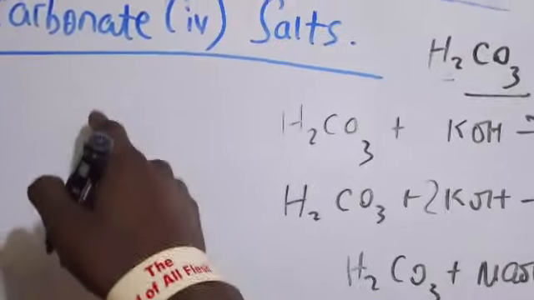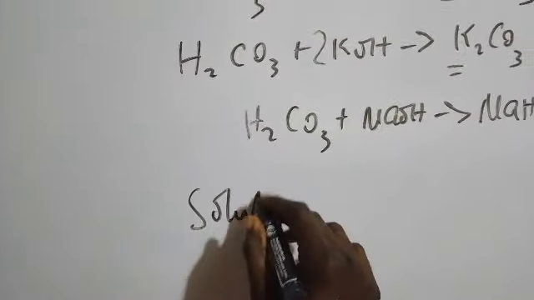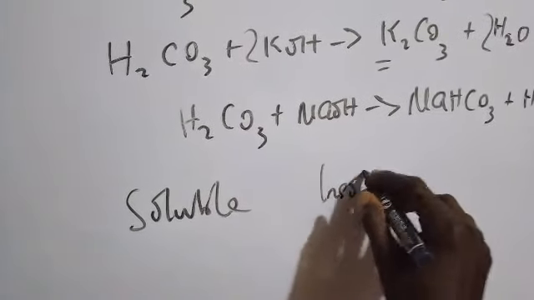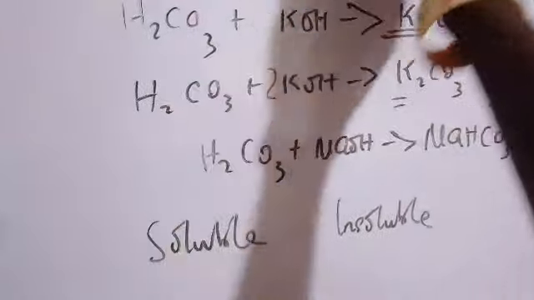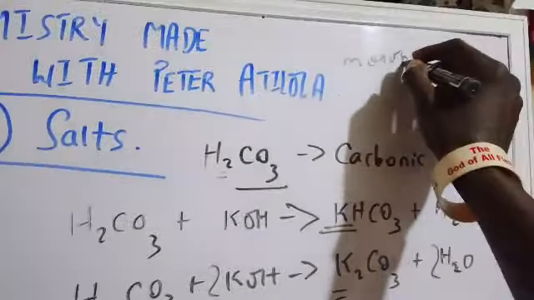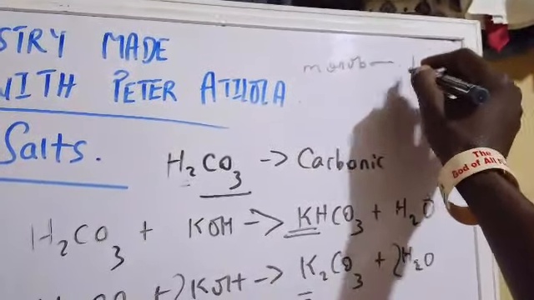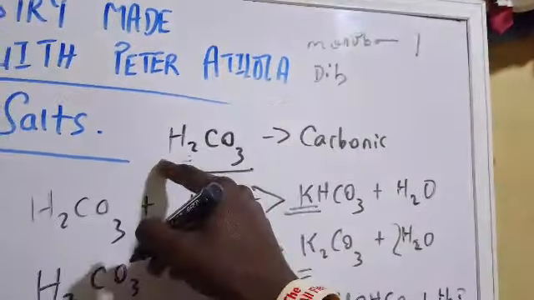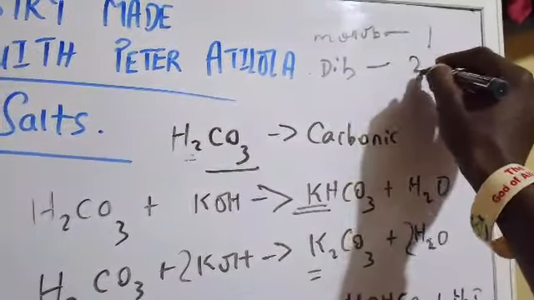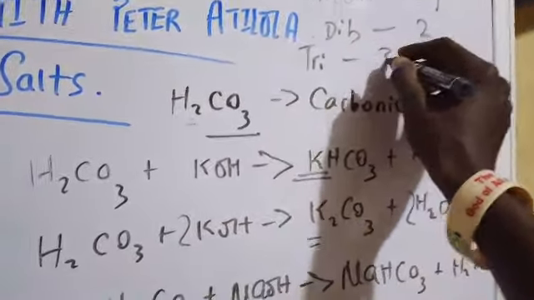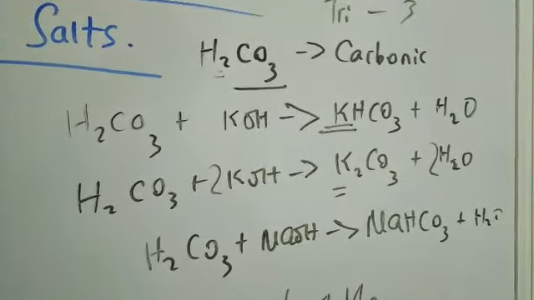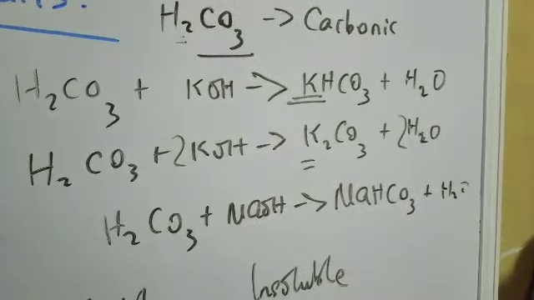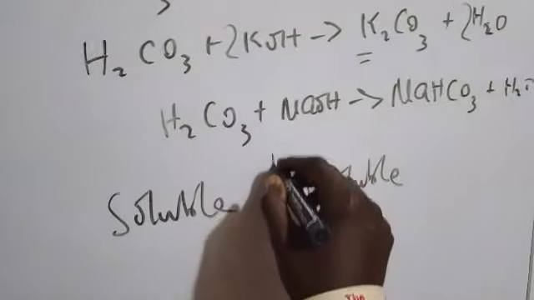Now let's go to the bone of contention of today's class, Trioxocarbonate 4 salts. We have soluble Trioxocarbonate 4 and insoluble Trioxocarbonate 4. Like I said initially, monobasic acid will give one type of salt. Dibasic acid, like the carbonic acid that I did, will give 2 types of salt. Tribasic acid will give 3 types of salt. Remember that salts formed from Trioxocarbonate 4 acid are called Trioxocarbonate 4 salts. Now we have 2 examples, the soluble and the insoluble.